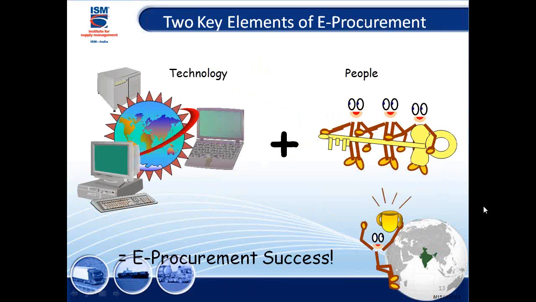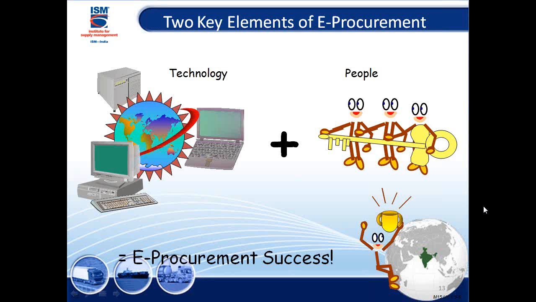Now when it comes to E-procurement, how this concept started, two things have played a key role. First is the technology part. Second is the people part. People also have to become friendly with the computers. People have to be friendly with the process. So the combination of the two, we have to train the people as well. It's a combination of people and technology. That's what we call E-procurement success.